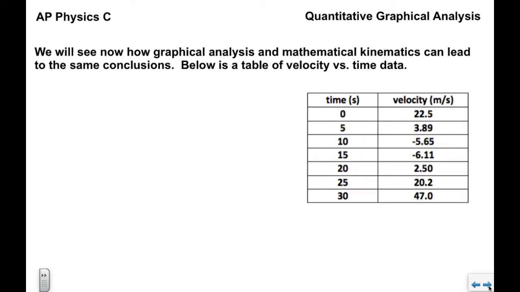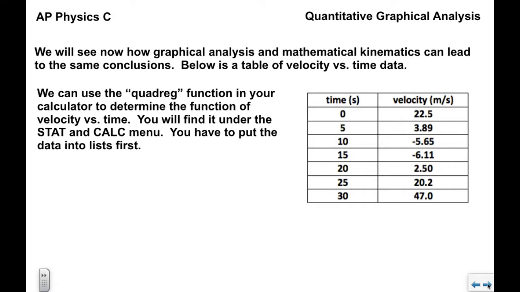So now what we're going to see here is how graphical analysis and mathematical kinematics can lead us to the same conclusions. What you see here is a table of velocity versus time data. What we're going to do is use our calculators. We're going to use a function called quadreg to determine the function of velocity versus time. You'll find it under the stat and calc menus in your calculator. You'll have to put the data into lists first before you execute quadreg.